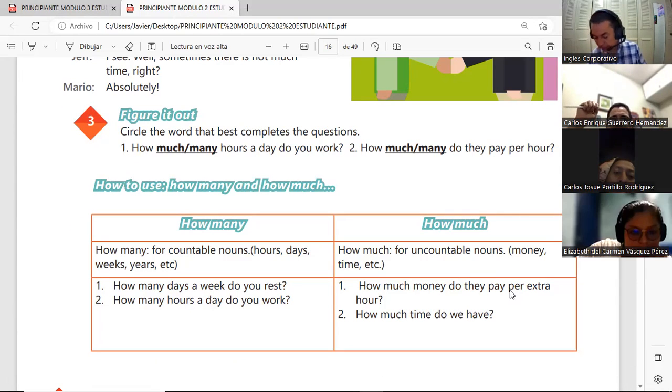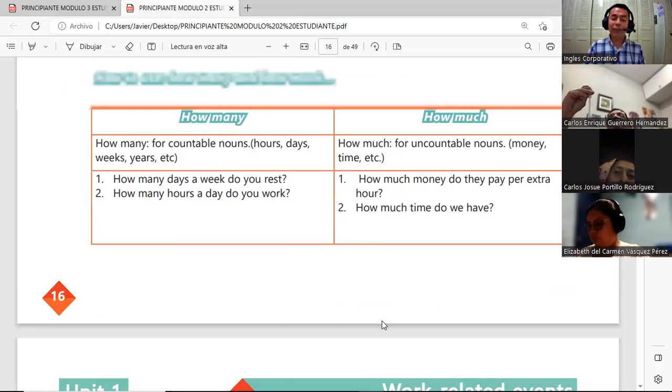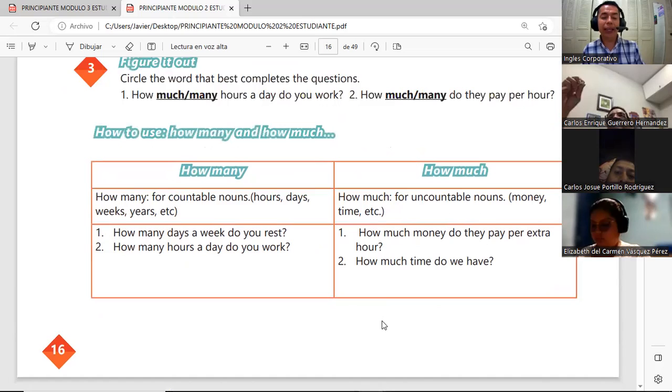Okay. Teacher. Yes, tell me. Page number 16. Okay, gracias. You're welcome. Nice. I like it that you have the manual. Me gusta que tenga el manual, okay?